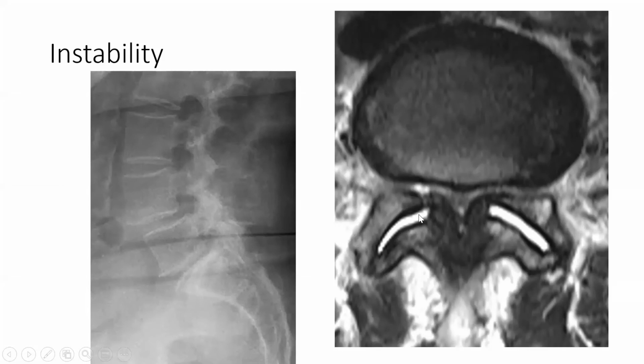This canal should be shaped like that. You've got facet hypertrophy here, and the ligamentum flavum is bunched up. This patient's got a miserable little trefoil-shaped canal. So this is just asking to be decompressed.